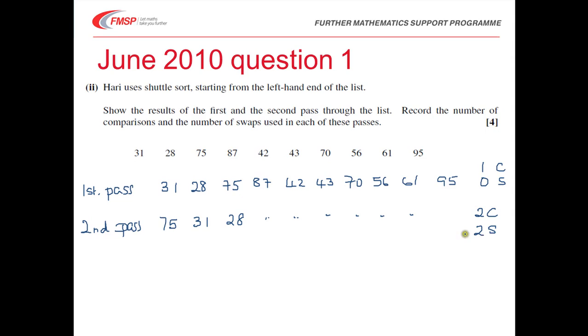And again you get a method mark and an accuracy mark for your first and second pass, and then you got a statement mark here for each of these results. So 4 marks for that shuttle sort.